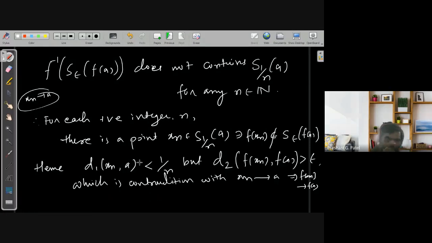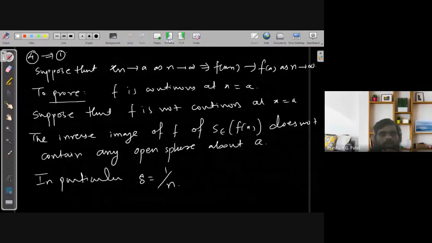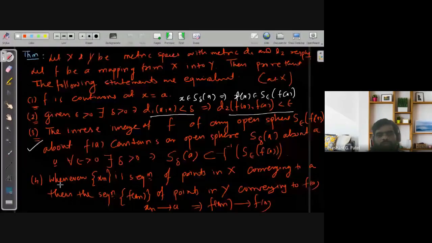So that means what we have assumed, that f is continuous, sorry, not continuous, will not be true. So therefore f is continuous at x is equal to a. So it will complete that these four statements are equivalent statements. And whenever we require, we'll use any of these statements to prove something is continuous or not.